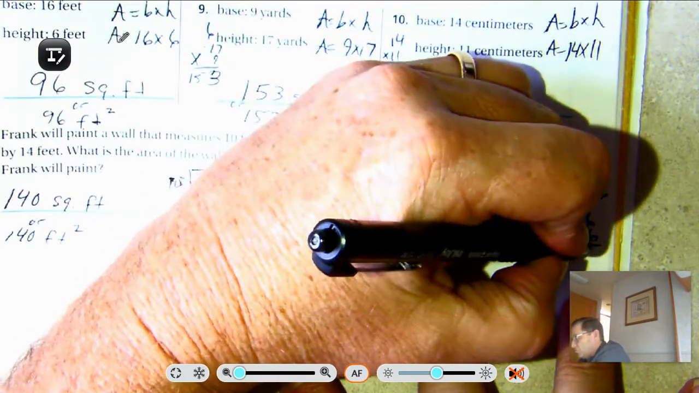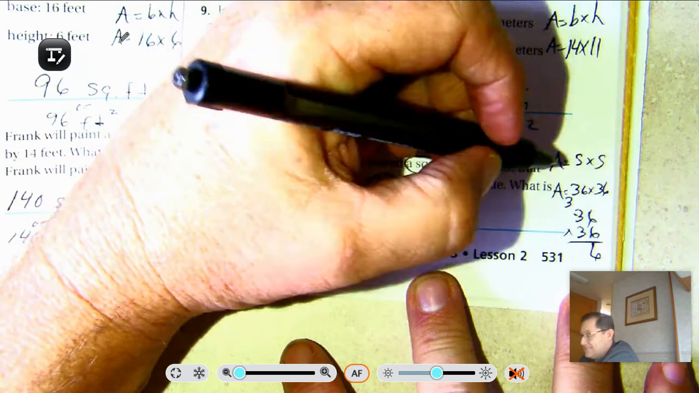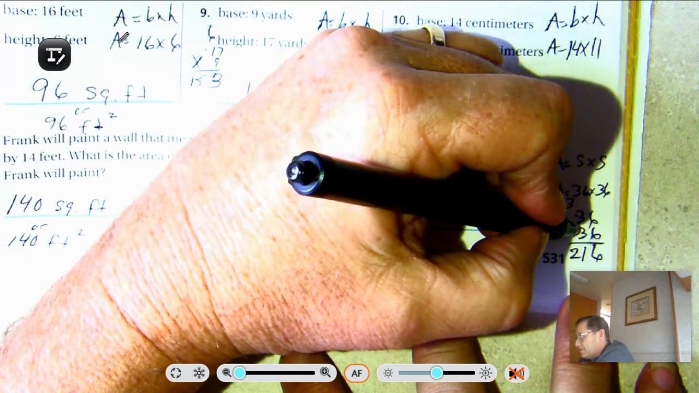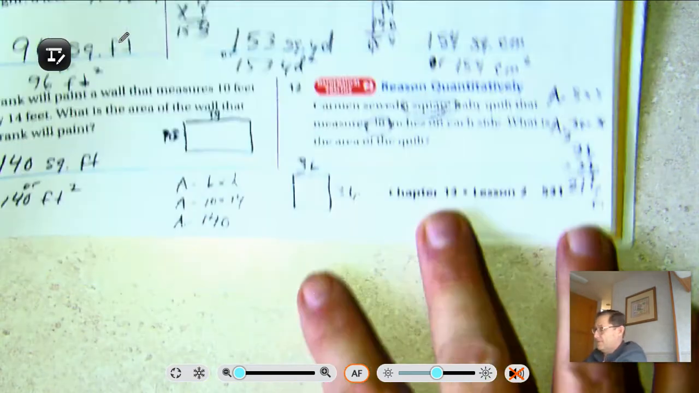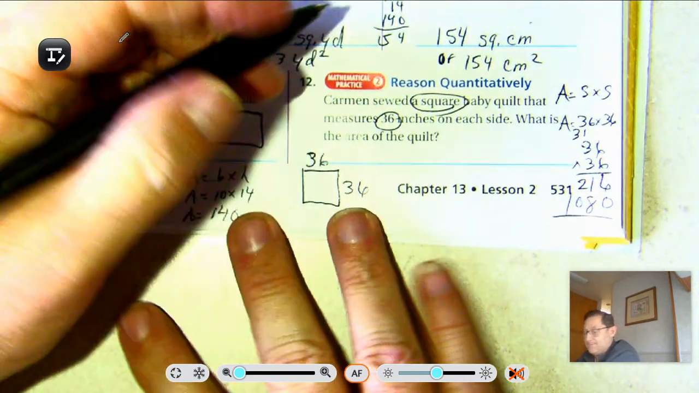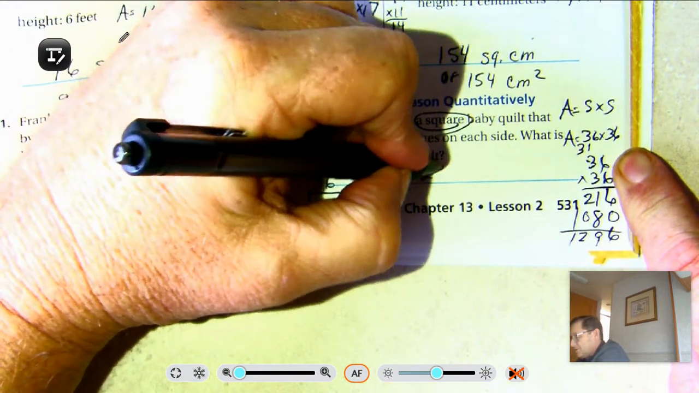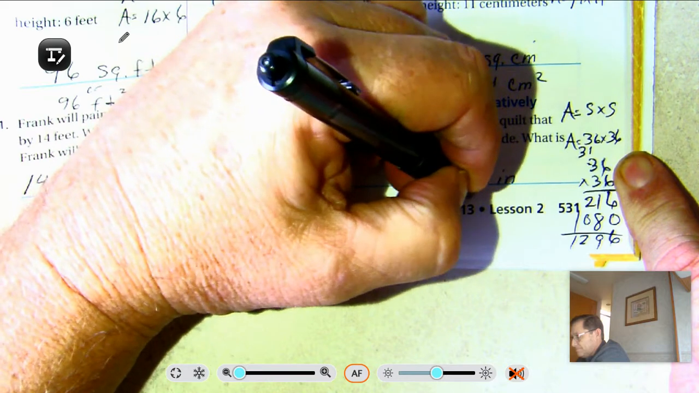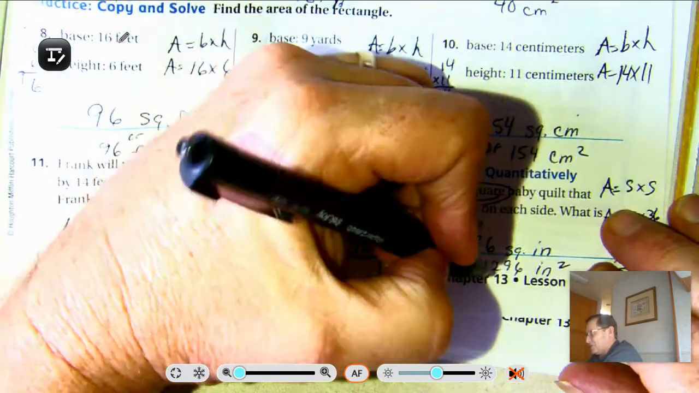6 times 6 is 36 ones. Regroup that as 3 tens and 6 ones. 6 times 3 is 18 tens, plus 3 more is 21 tens. 36 times 30 is 1,080. 6, 9, 2, 1. 1,296 square inches. Or you can write it as 1,296 inches squared.